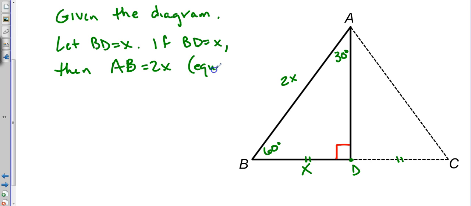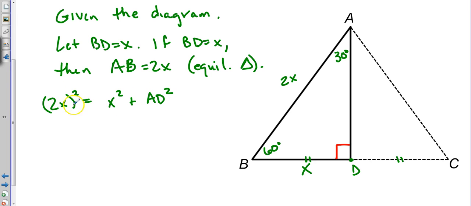And that has to do with the fact that it's an equilateral triangle. So the next thing is we want to look at the Pythagorean theorem. The Pythagorean theorem tells us that our hypotenuse squared is going to be equal to BD squared, or x squared, plus whatever AD is squared. So this is the thing that we're trying to figure out.